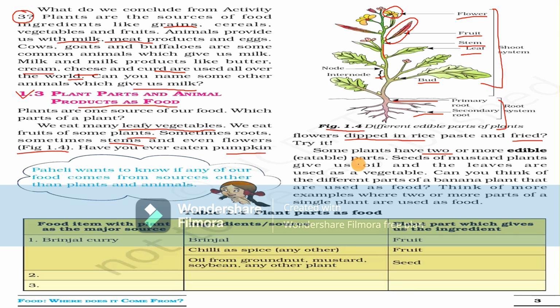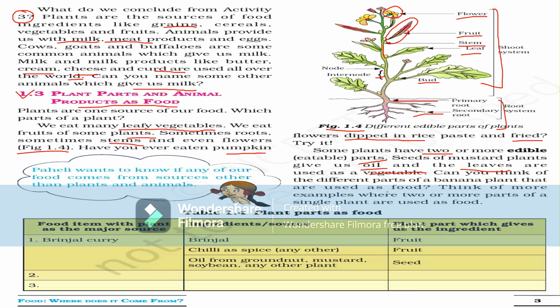And some plants have two or more edible plant parts. Some plants give us a flower with a fruit. We can eat a flower or a fruit or the leaves. We can eat all three of them, two or more. Seeds of mustard plants give us oil. You have seen mustard plants. The leaves are used as a vegetable.